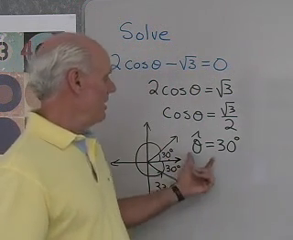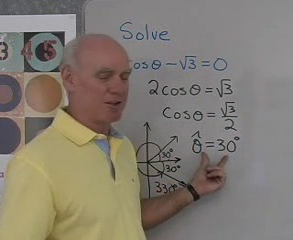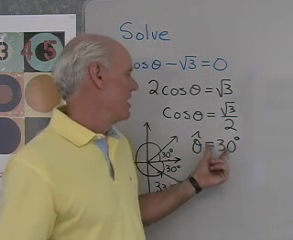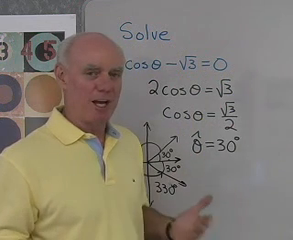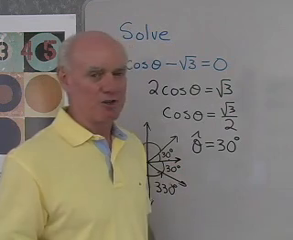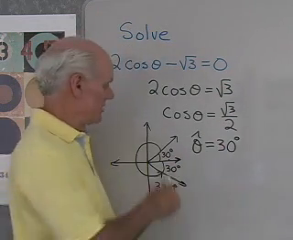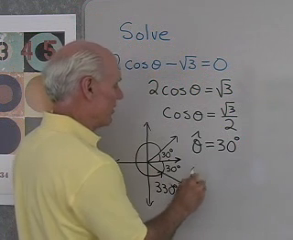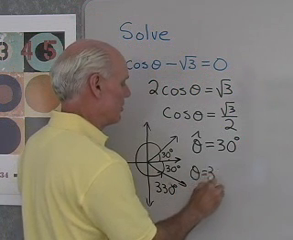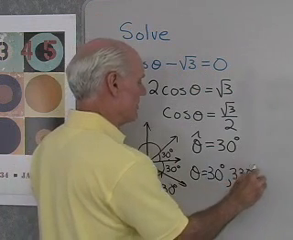Okay, so right away, if cosine theta is equal to square root 3 over 2, that tells me that the reference angle is 30 degrees. Then I know that there are 2 possible angles between 0 and 360 that have this for a reference angle and where the cosine of them is positive, and that's going to be in quadrants 1 and 4. So that tells me that theta is equal to 30 degrees and theta is equal to 330 degrees.